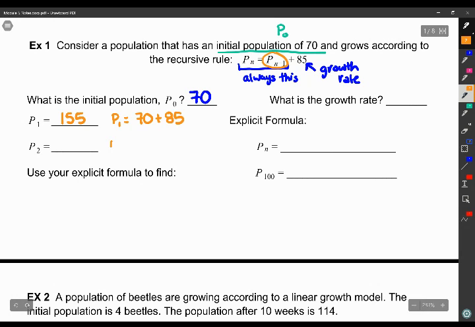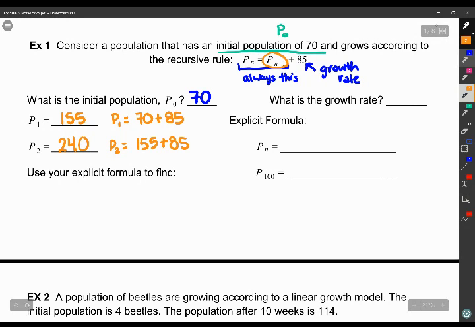For P sub 2, then I'm really putting in the P sub 1 value, which is 155, and I'm adding 85 to it. Again, you're always looking at the value that happened before it. And so if you know that, then you can find the next value. But in order to do recursive, you have to know the value that came before it. So we add them together and we get 240, not 245, 240. And it asks us what the growth rate is.